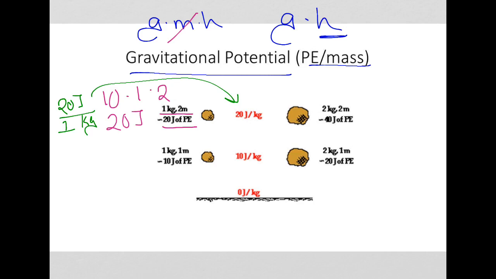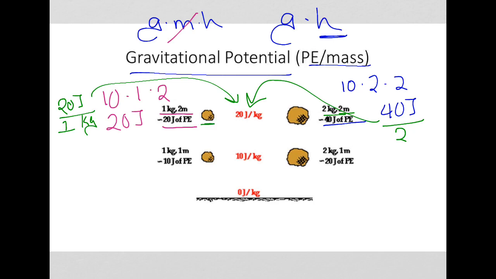Similarly, we have a rock at the same height but of a different mass. Here we know it has 40 joules of potential energy because its potential energy is gravity times its mass times its height. But its gravitational potential is its potential energy divided by its mass, which gets us again 20 joules per kilogram. So regardless of the mass of these two rocks, because they're at the same location, they have exactly the same gravitational potential, and you'll find if you do the math that these two rocks at a height of 1 meter have also the exact same gravitational potential as each other.